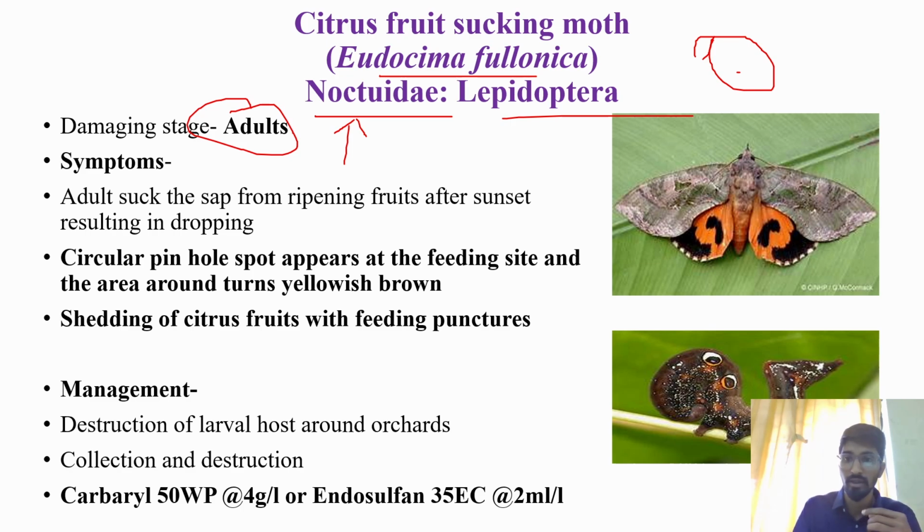And coming to the adult, it looks like this. The forewings are a little brownish in color, and the hindwings are a mixture of yellow and black, and the larva looks like this.